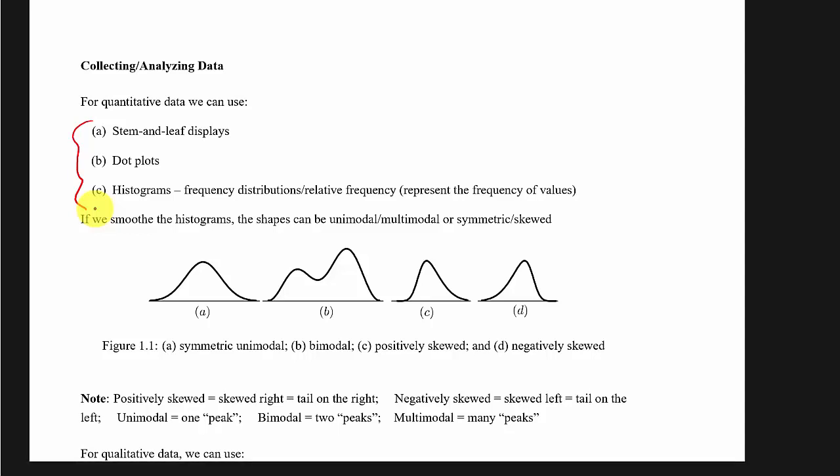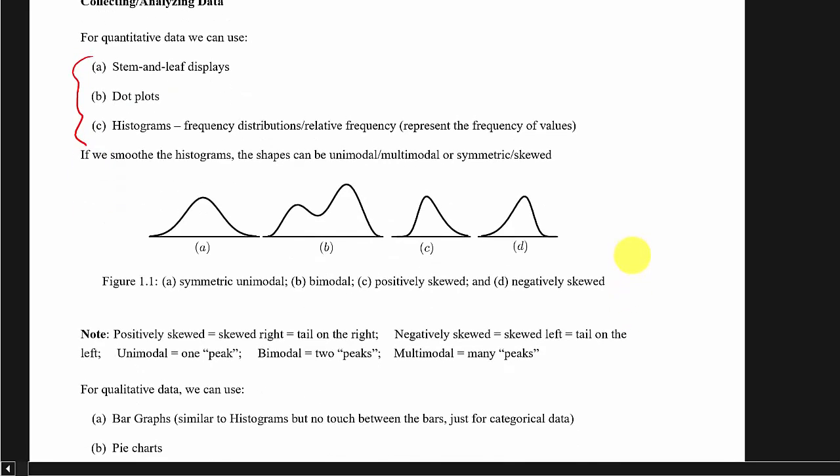So if we have a histogram and if we smooth the histogram, the shapes can be unimodal, multimodal, or symmetric skewed. All right, so for this one, we have four graphs. We've got graph A, B, C, and D. A, just like it says here, is symmetric unimodal. B is bimodal. C is positively skewed, and D is negatively skewed.